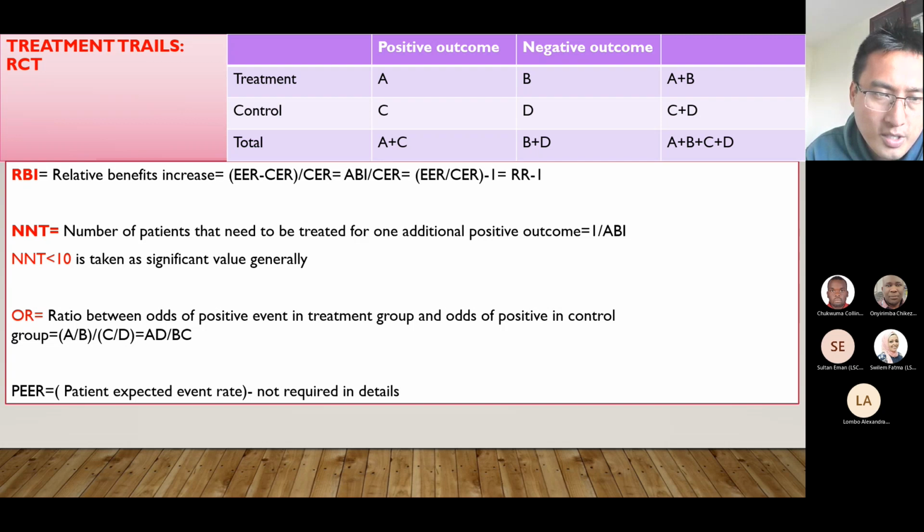Okay, odds ratio, basically you do the crisscross. There's something called patient exposure rate. We don't need that in detail, and they don't ask this often.